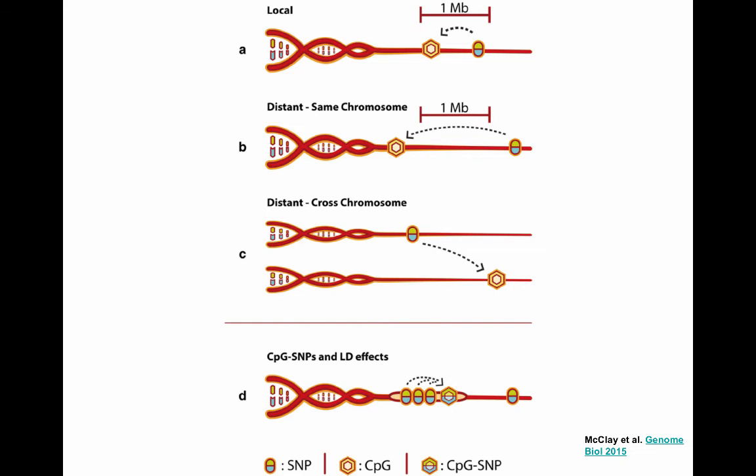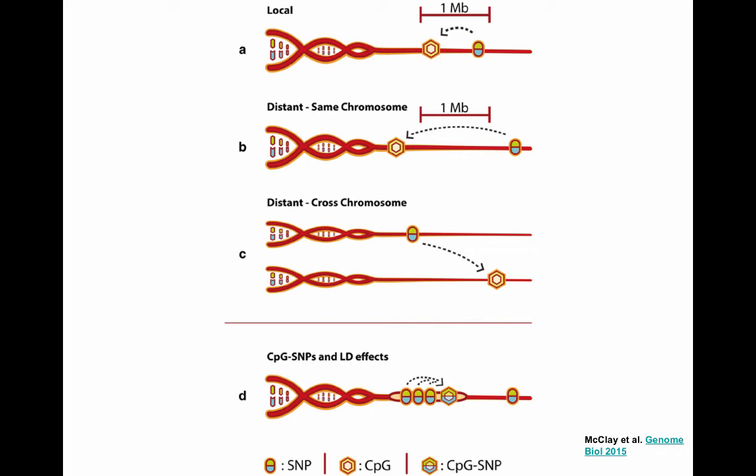In scenario A, you see a local effect where the SNP and the methylation site are within 1 megabase of each other. That's really what you want for a good instrumental variable. All other effects are considered distant, and that could be on the same chromosome, like in panel B, or on another chromosome, like in panel C. Because there are many millions of methylated sites in the genome, local SNPs with respect to one methylation site would be distant SNPs with respect to the vast majority of others.